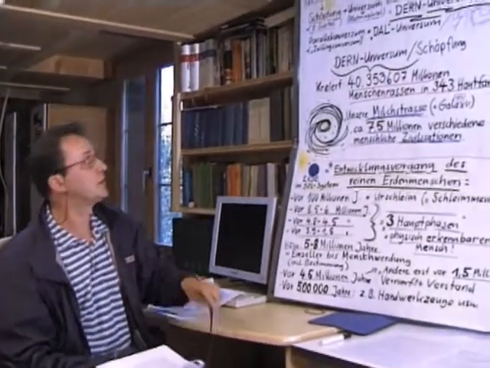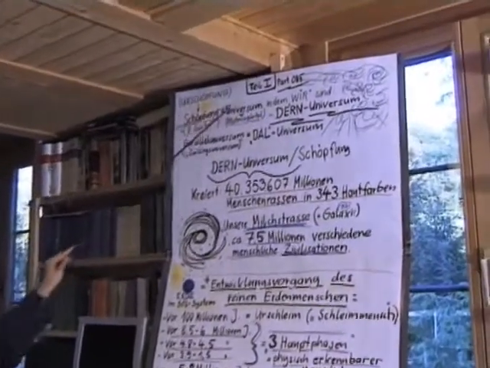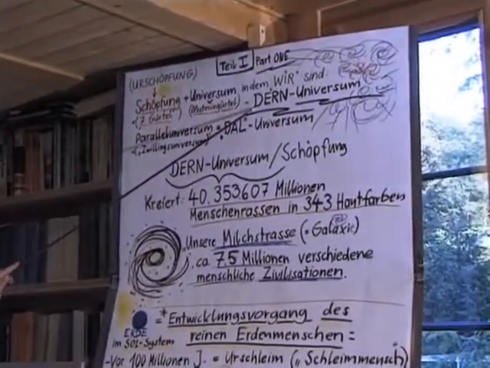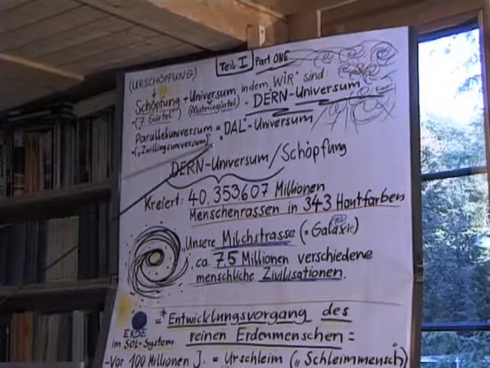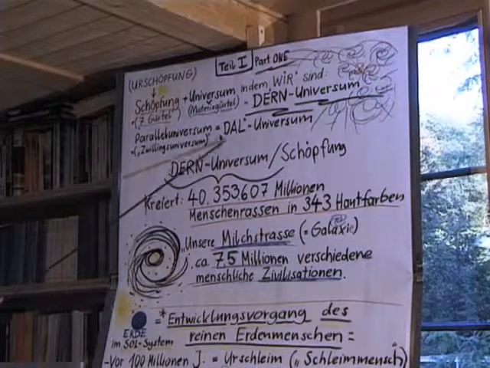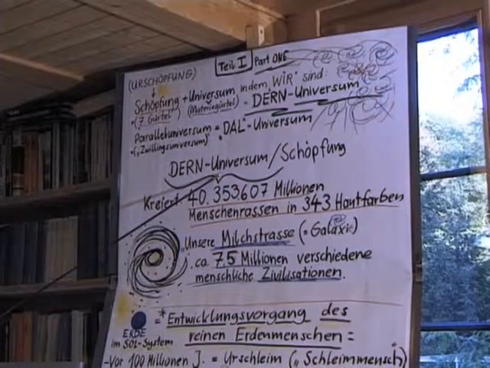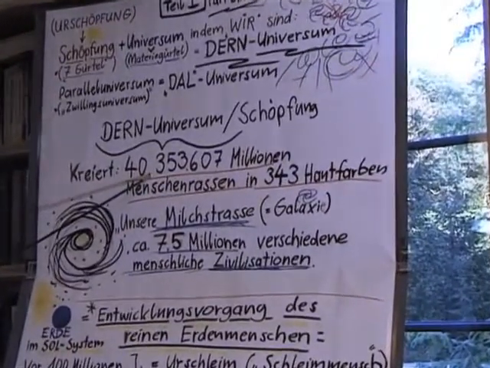I want to show you the poster about this. An overview. There is the beginning with creation, our universe, which is called the Dern universe. The parallel universe is called the Dal universe. And here, in our Dern universe, 40 million original human races have been created by creation with 343 skin colors.